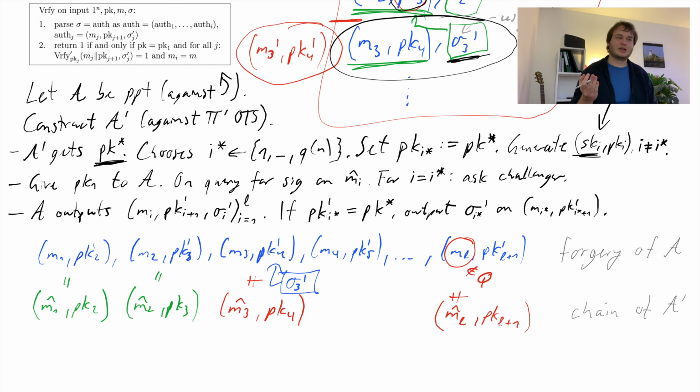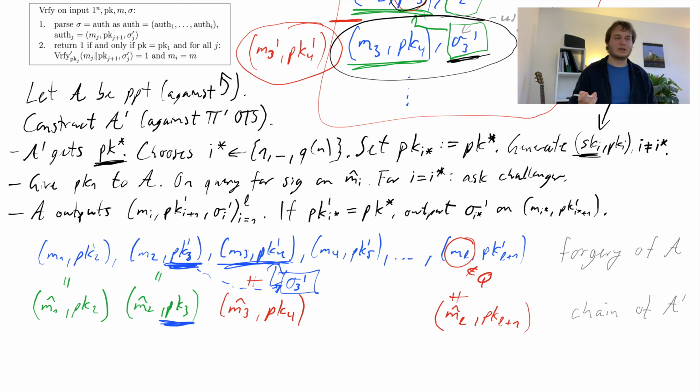Because this chain validates correctly, the signature sigma 3 prime is a valid signature on this message under this public key pk3 prime. And we know that up until this point, the whole chain was still the same that we had in our experiment running with A prime. So in particular, this pk3 prime here, it's the same as pk3. So it's the same as our public key in our chain.